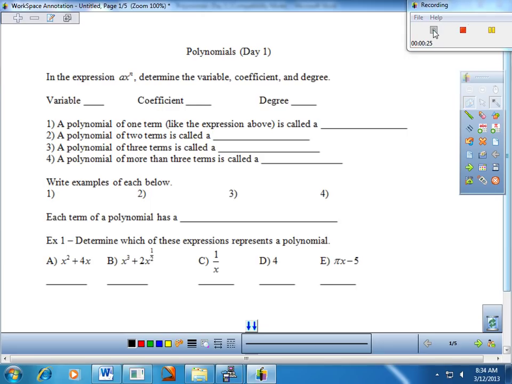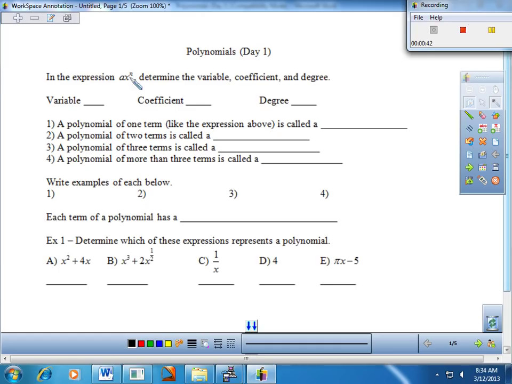So we'll start this out on your paper here. Let me go ahead and read what it says. In the expression ax to the n, determine the variable, coefficient, and degree. So maybe just use a little intuition here while I'm talking about it. If you can figure out which is which, three parts, a, x, and n, which is the variable, which is the coefficient, and which is the degree.